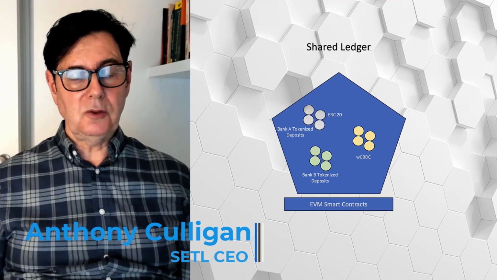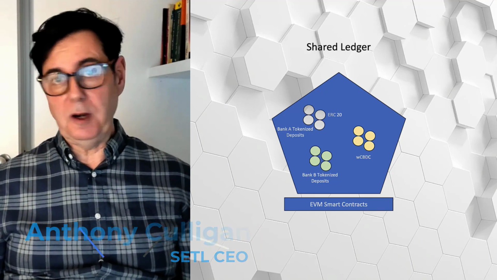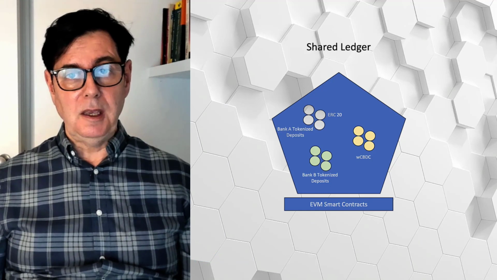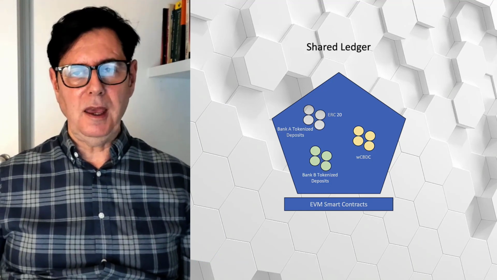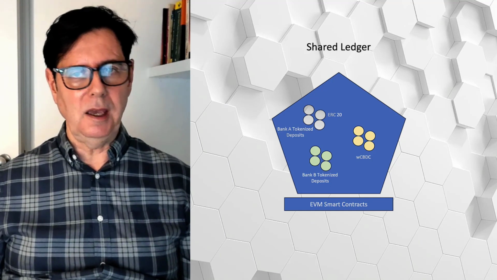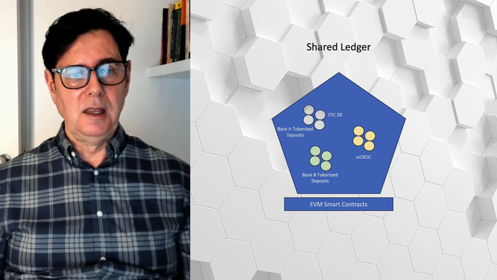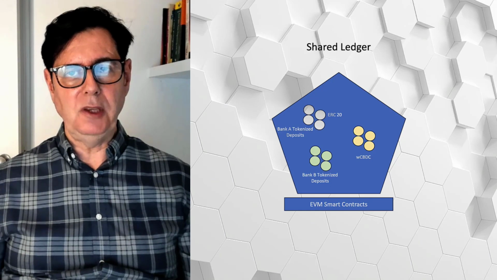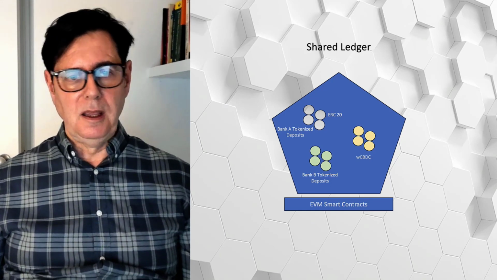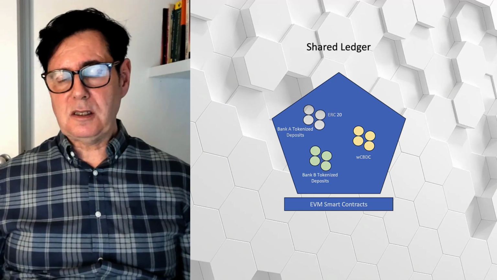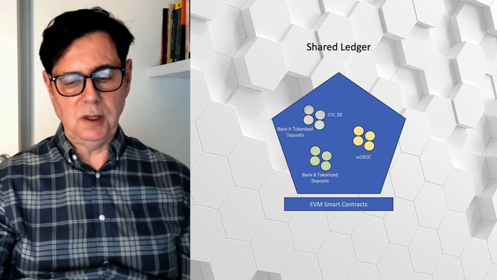The concept, the paradigm of a shared ledger is becoming very popular at the moment. It's a ledger where banks can project their tokenized deposits and central banks can project their wholesale CBDC, and that single ledger can then be used to orchestrate transactions between those banks. So let's look at some of the practicalities of doing this.